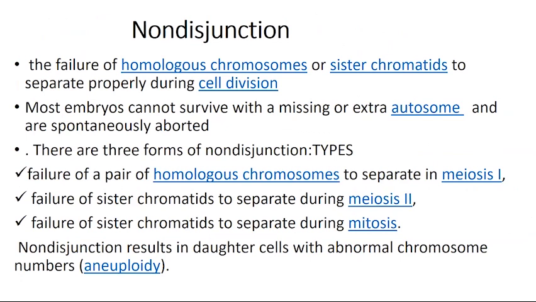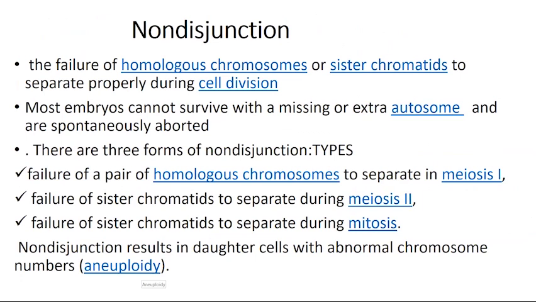Normally 50% of the chromosomes shift onto each side. If this does not occur, then there is an abnormal number of chromosomes. That is the failure of the homologous chromosomes or sister chromatids to separate properly. Most embryos cannot survive with a missing or extra autosome. So if it is not 46 on each side, and one side has 45 and the other 47, that can lead to this abnormality. Non-disjunction is the most common cause of chromosomal abnormalities.